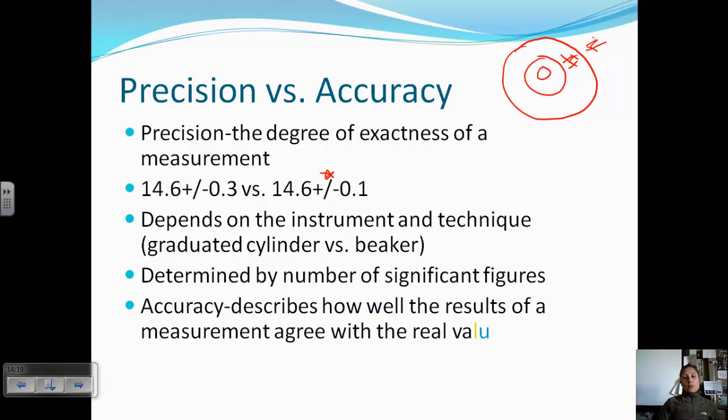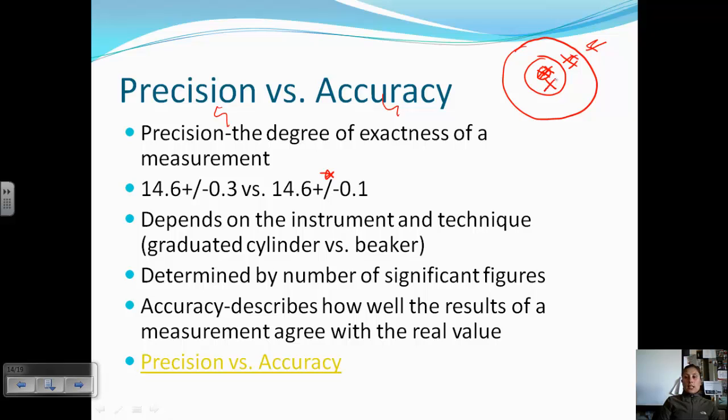Okay, the second part of measurement is accuracy, and this describes how well the results of a measurement agree with the real value, or the standard. So let's say that we shoot an arrow, and it hits right on the bullseye. We would say that that was accurate. Now, what you really want is something that's accurate and precise, both. And so something that's accurate and precise would probably have all 3 really on the bullseye. Okay, so this would be both.